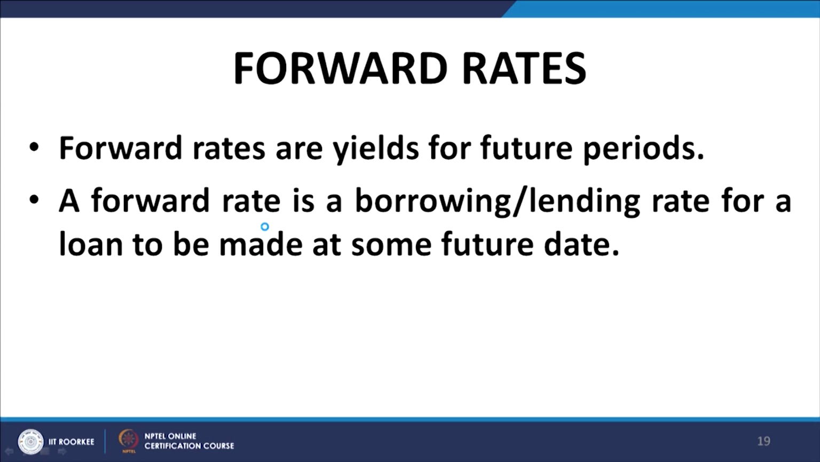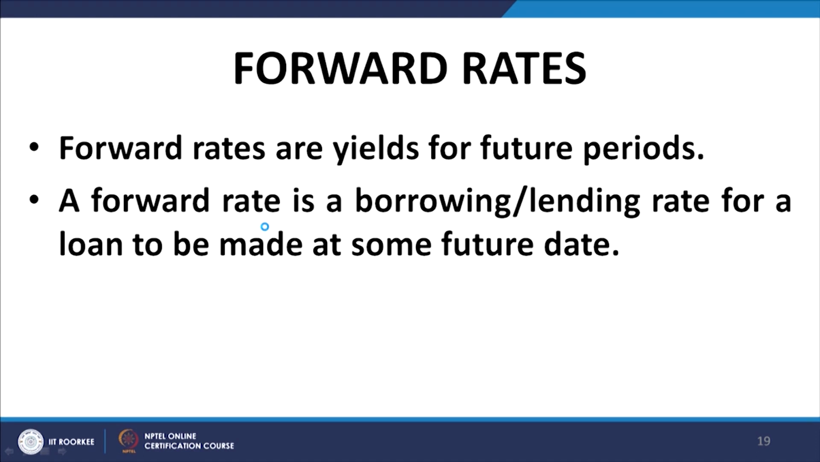So, the YTM must necessarily be between these two figures, the maximum spot rate and the minimum spot rate, and I repeat, because of the upward sloping nature of the curve, the maximum spot rate will correspond to the higher maturity, and therefore, the YTM will be less than the spot rate for the higher maturity. The inverse would be the case in the case of a downward sloping curve. Now, we talk about forward rates. Forward rates are yields for future periods.